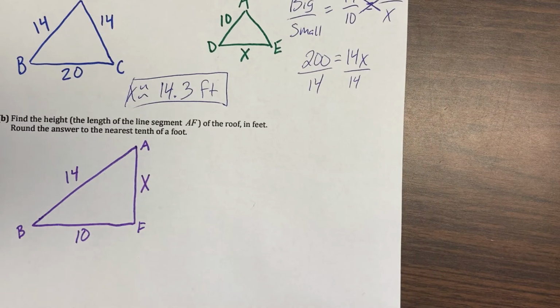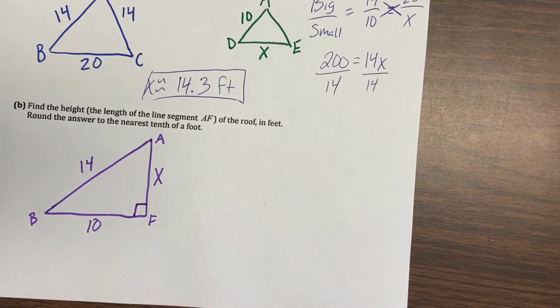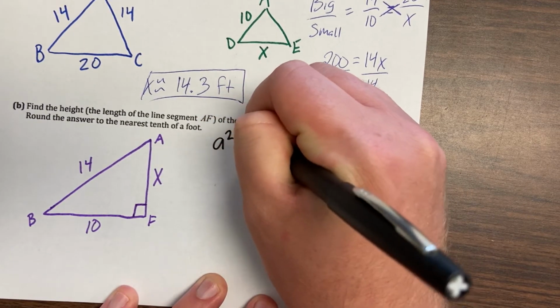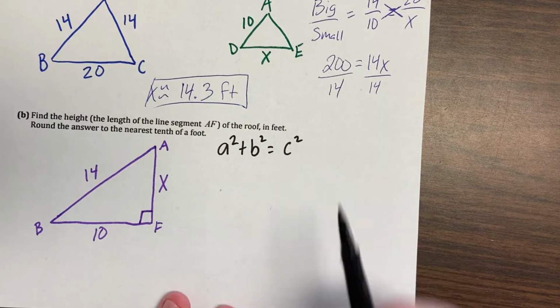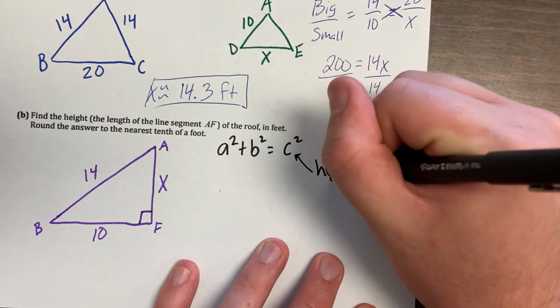Okay, so again, with the angle bisector, we know that this is a right triangle. With right triangles, now we can apply the Pythagorean theorem. Remember, the Pythagorean theorem formula is a squared plus b squared is equal to c squared. And c squared is always the hypotenuse. This guy here is always the hypotenuse.